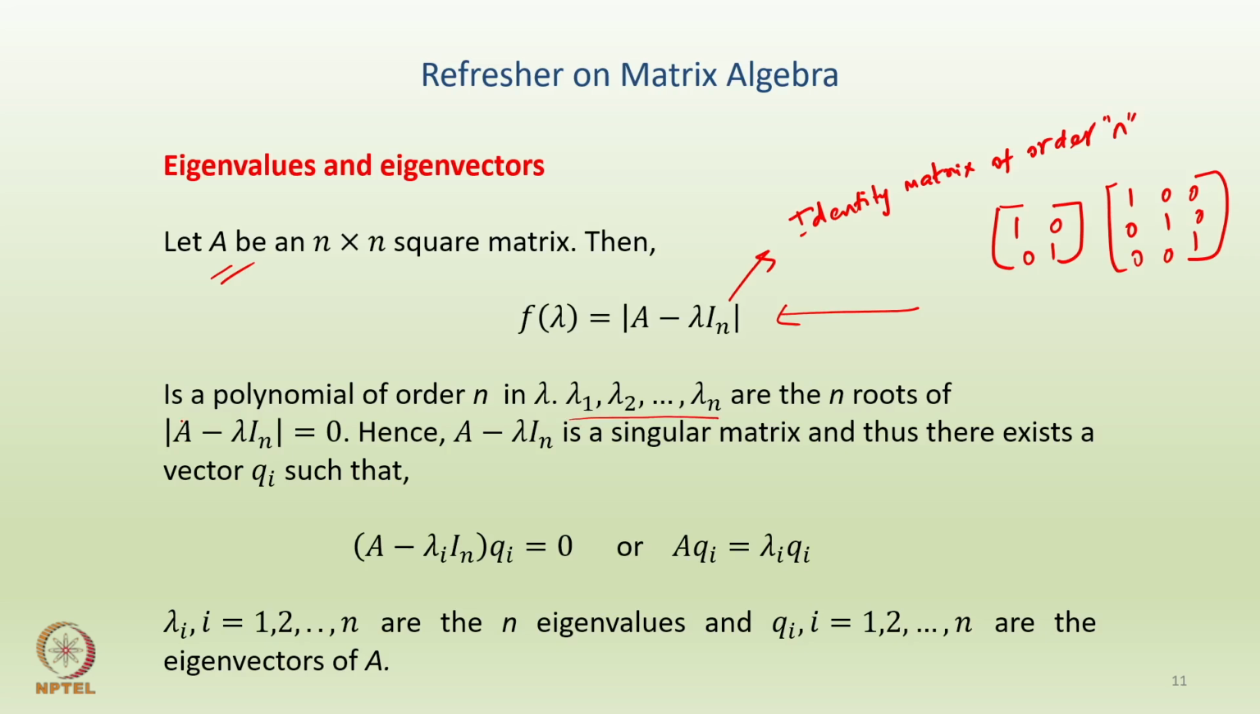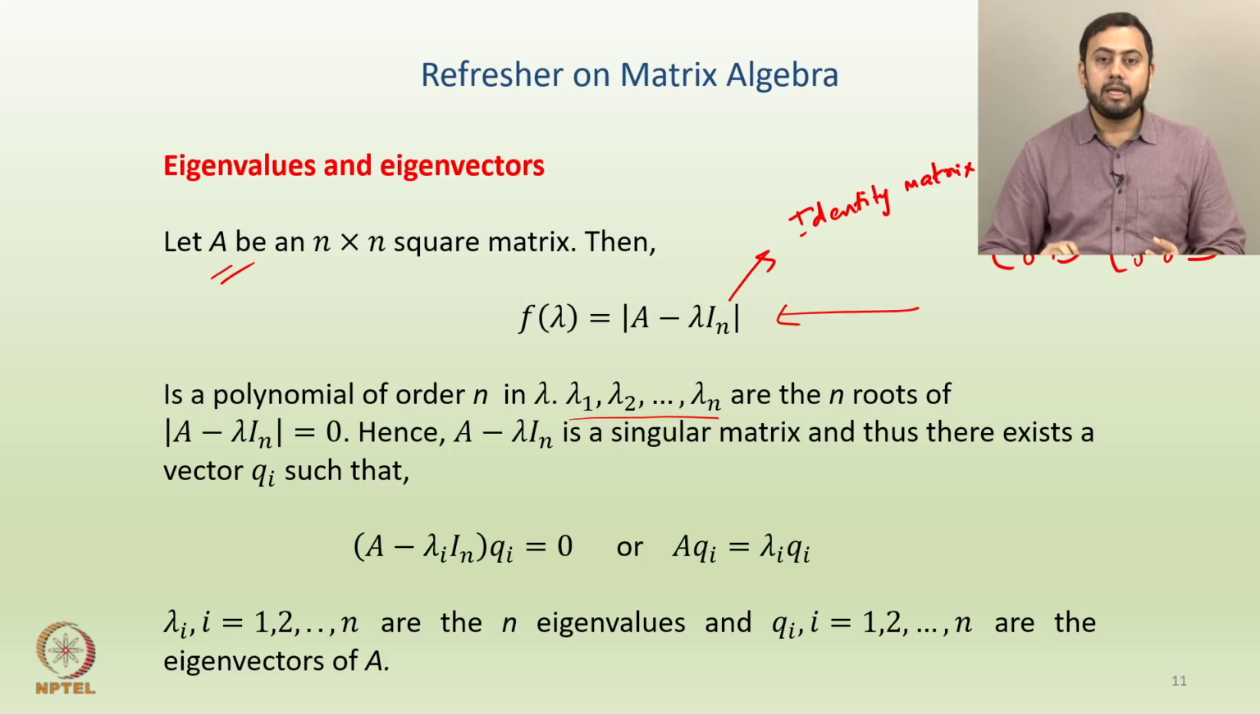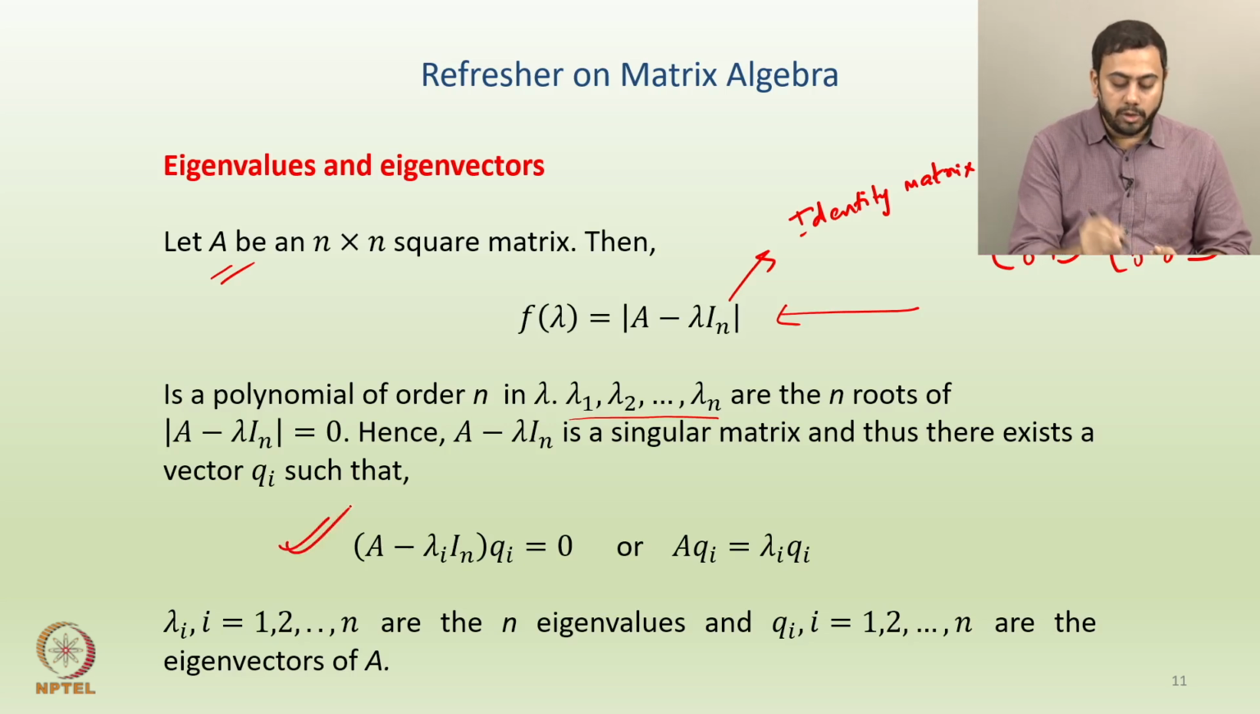So if you form this equation, determinant of A minus lambda I_n equals 0, then naturally lambda 1, lambda 2 up to lambda n would be nothing but the n roots of that equation, and hence A minus lambda I_n is a singular matrix because this determinant is 0, right? So A minus lambda I_n is a singular matrix, and thus there exists a vector, let's say q_i, such that this should hold true, right?